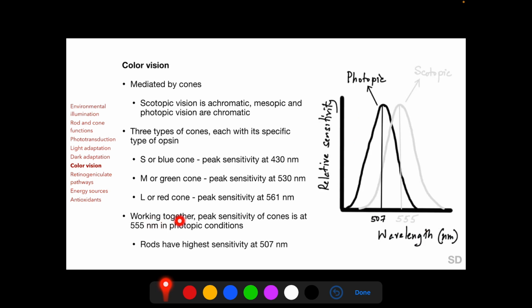Working together, these three types of cones are said to have a peak sensitivity to light of wavelength 555 nanometers, whereas rods have highest sensitivity to light of 507 nanometers. But we have to keep in mind it doesn't perceive the color of 507 nanometers because rod vision is achromatic. This will be scotopic, and this will be photopic.